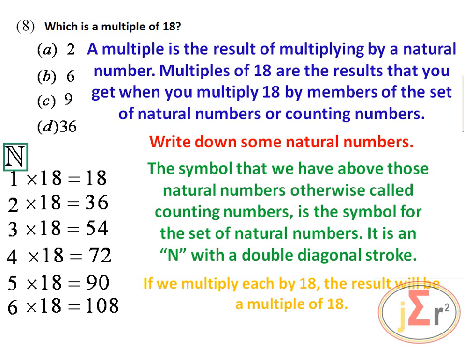Let me ask Jerry. What about 180? Yes. Is it a multiple of 18? Jerry is saying that yes, it is a multiple of 18. What natural number do we multiply by 18 and the result is 180, Jerry? What natural number do we multiply by 18 to get 180? 10. Right. So when we multiply 18 by 10, we get 180. Therefore, 180 is a multiple of 18.